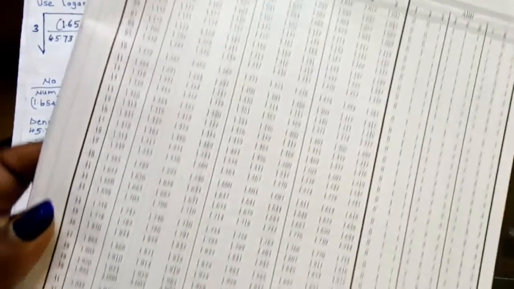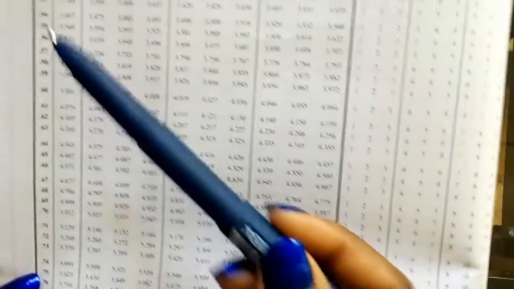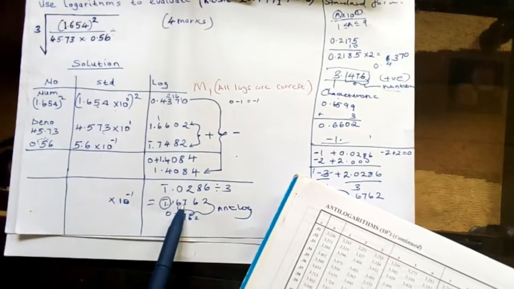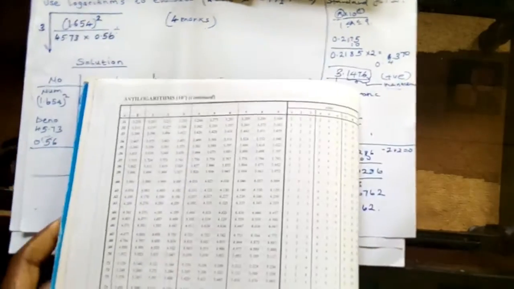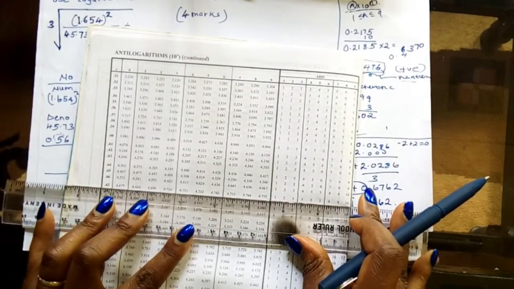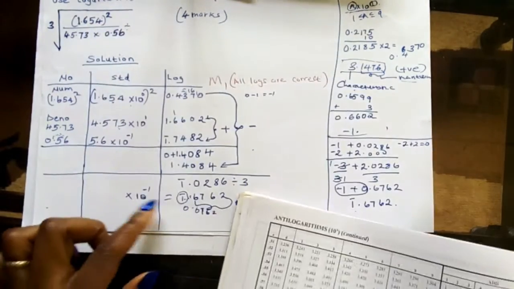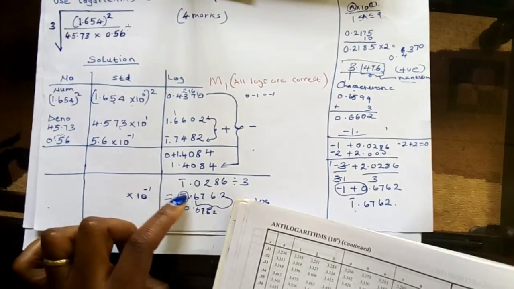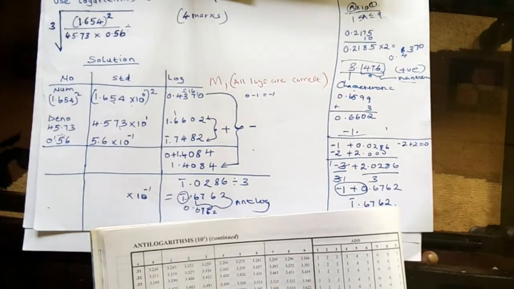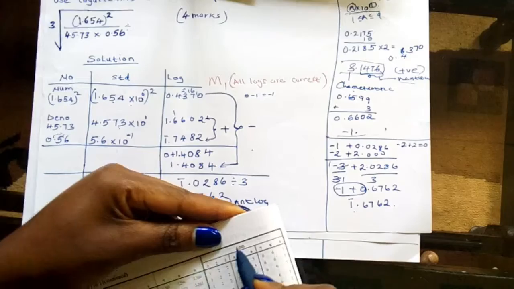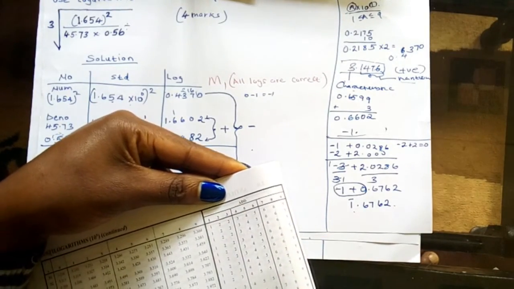Our interest here is 0.67. So we go to the next page. Look at what we are looking for, 0.67. We got it, 0.67. Then we go to the column headed 6. This is the value. And then we go to the column headed 2, so we are going to add 2.